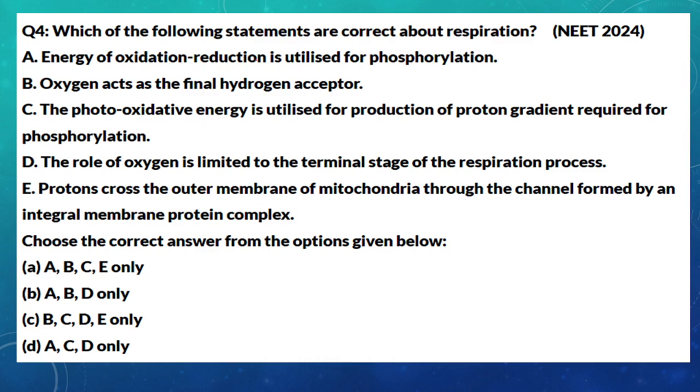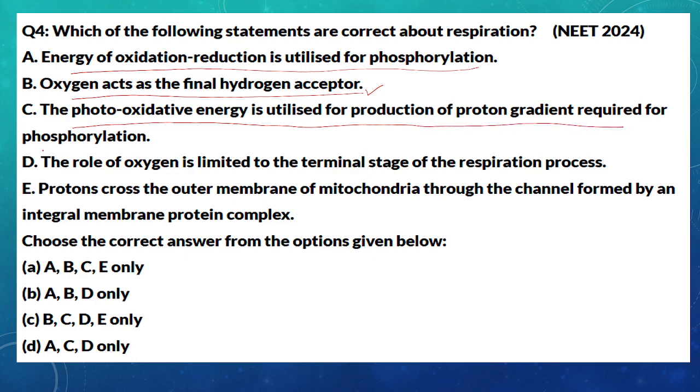Which of the following statements are correct about respiration? Energy of oxidation reduction is utilized for phosphorylation. Oxygen acts as a final hydrogen acceptor. Yes, it is a final hydrogen acceptor and electron acceptor, oxygen, in respiration. The photooxidative energy is utilized for production of proton gradient required for phosphorylation.